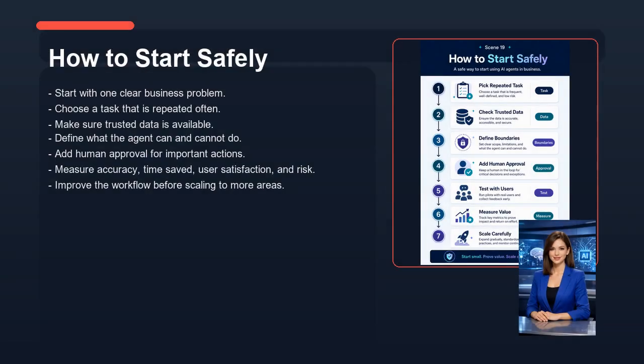Now let's look at how to start safely. Start with one clear business problem. Choose a task that is repeated often. Make sure trusted data is available. Define what the agent can and cannot do. Add human approval for important actions. Measure accuracy, time saved, user satisfaction, and risk. Improve the workflow before scaling to more areas.